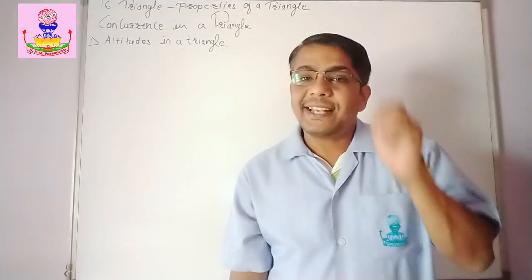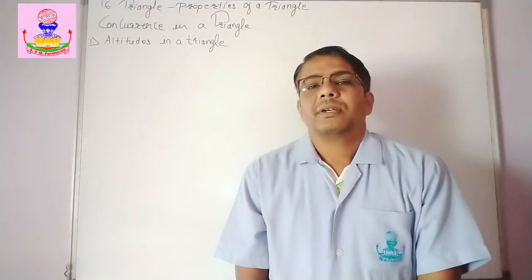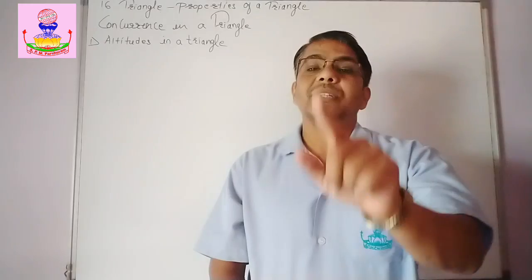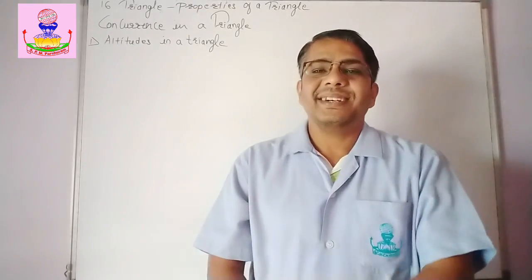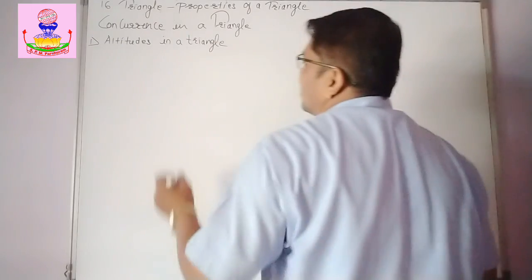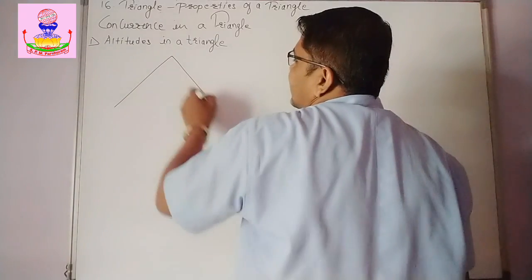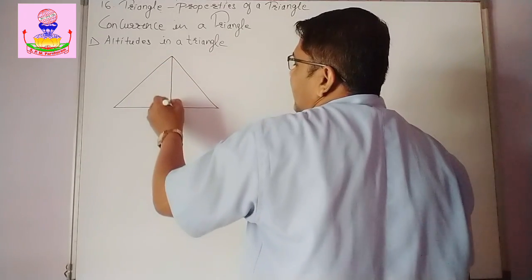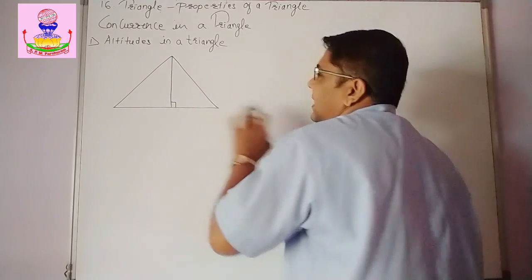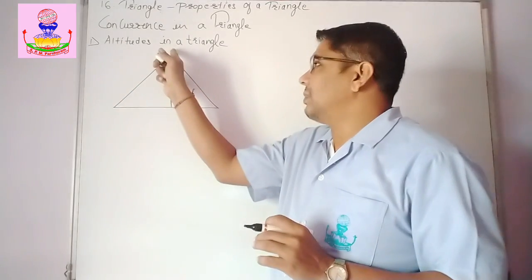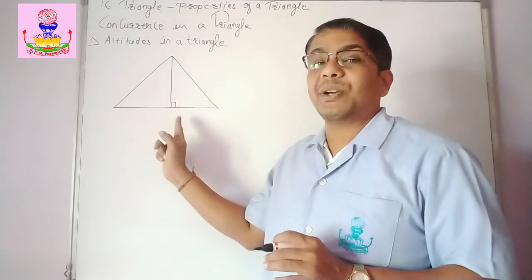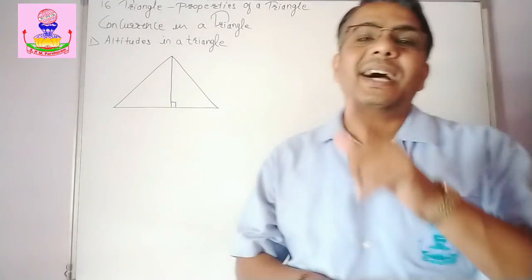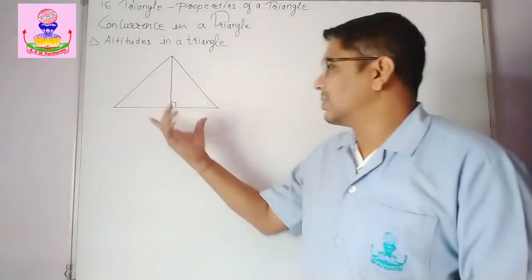Now what is the altitude? A segment drawn from the vertex perpendicular to its opposite side is called the altitude of a triangle. What I mean to say, suppose this is a triangle. A segment drawn from the vertex of a triangle perpendicular to its opposite side is called the altitude of the triangle. It is also called the height of the triangle.